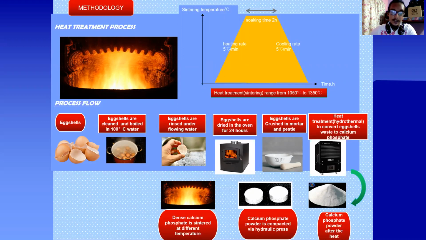So how do we get the dense calcium phosphate? This is the process flow of preparing the dense calcium phosphate, which can then be used for heat treatment. Eggshells are washed and boiled in hot water. After that they are rinsed, dried in an oven for 24 hours, and then crushed. The crushed eggshell is converted into calcium phosphate using the hydrothermal method. The produced calcium phosphate is then compressed to produce dense calcium phosphate via uniaxial pressing, and the dense calcium phosphate is sintered at different temperatures. So this is basically the methodology.